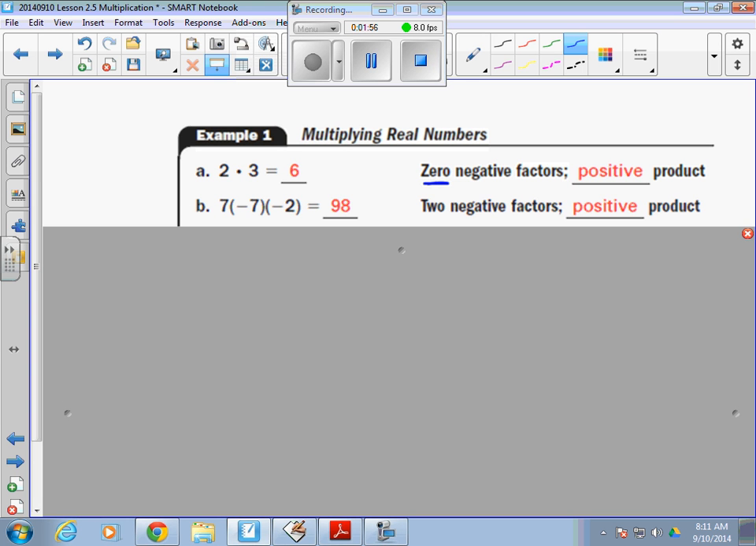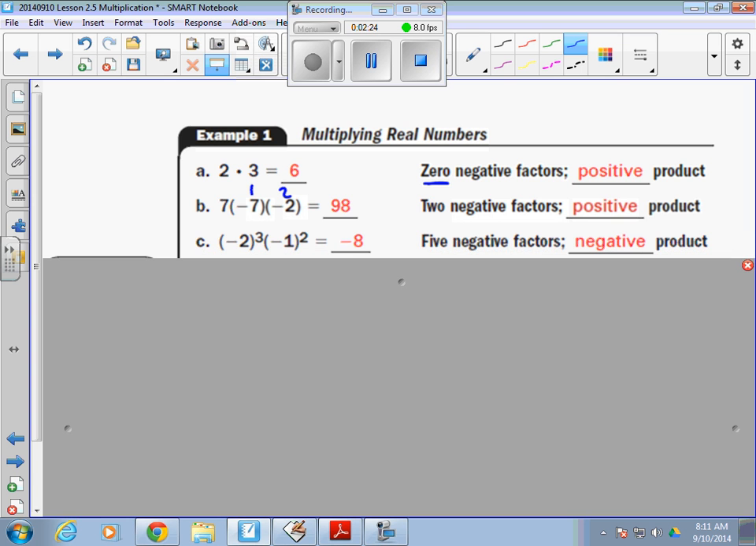When you're talking about two negative factors, notice there's two of them. It doesn't matter. At the end, you're going to have a different number for each one of these, but you can tell right away if it's going to be positive or negative based on how many negative values there are. If it's an even amount, they're going to be positive. Odd amount, it's going to be negative. When you multiply 7 times 7, you get 49. Times 2 is 98. Okay?